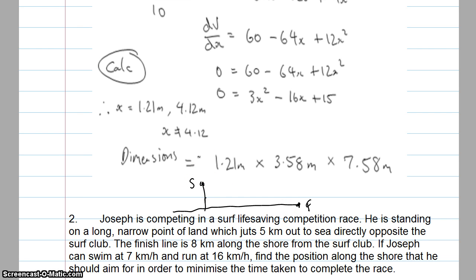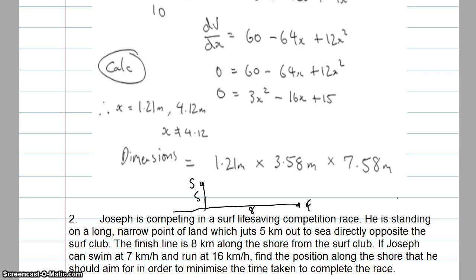Let's just read the question and hopefully that'll make sense. So Joseph is competing in a surf lifesaving competition race. He's standing on a long narrow point of land which juts out 5 kilometers. That's this one here. 5 kilometers directly opposite a surf club, and the finish line is 8 kilometers along the shoreline. So that one there is 8. If Joseph can swim at 7 k's and run at 16 k's an hour, find the position along the shore that he should aim for in order to minimise the time taken to complete the race.